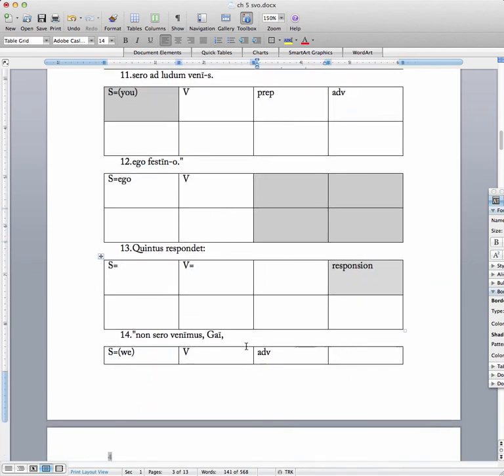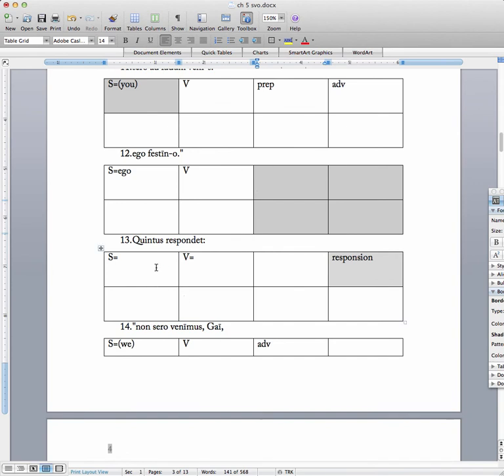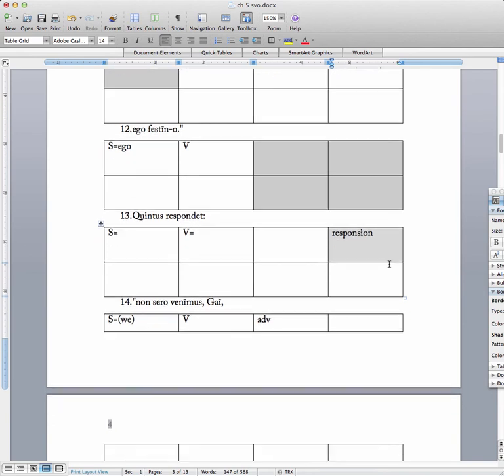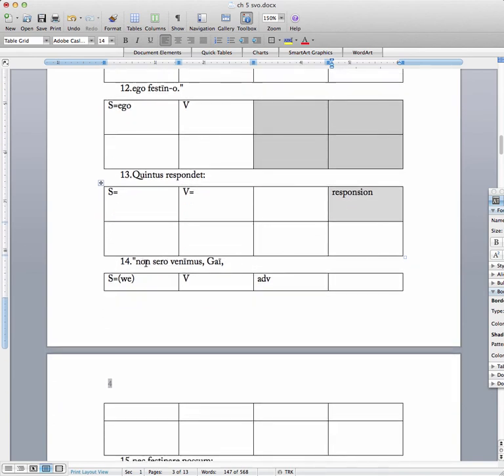Okay, number 13, quintus respondit. Should be relatively easy. Responsion is just you say a line, then I say a line, then you say a line, then I say a line. So that's what a response means, exactly that. Number 14, the subject is understood, we, so there's nothing for you to fill in there, but just translate it we. Venemus, mus is the ending in Latin that means we.